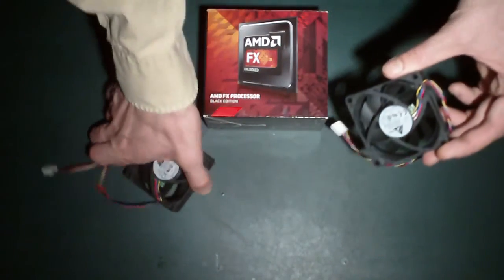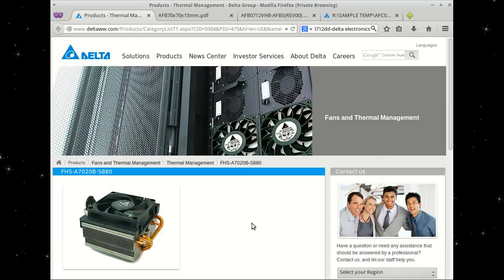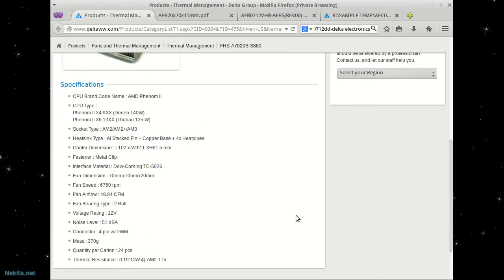So let's go and take a look at the technical specifications. What you see here seems suspiciously like the cooling block plus retention bracket plus fan that came with the AMD FX 8350 boxed set. Now please note the height of this fan. And let's take a look at the specifications. At 6750 RPM, it almost has an airflow of 49 cubic feet per minute. Also note the depth of the fan at 20 millimeters, as well as the TDP of 125 and 140 watts.